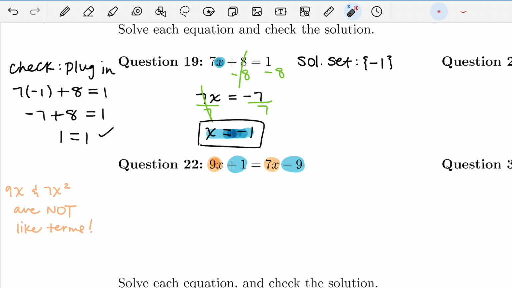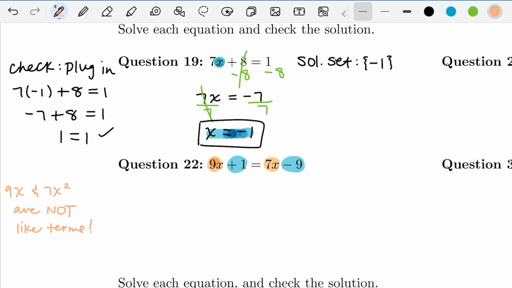Now, we can't just combine them as they are because in order to do that, we need to make sure that these like terms are on the same side of the equation. Our 9x is on the left-hand side and our 7x is on the right-hand side. So in order to get this 7x to the left-hand side of our equation so we can combine it, we can move it over.